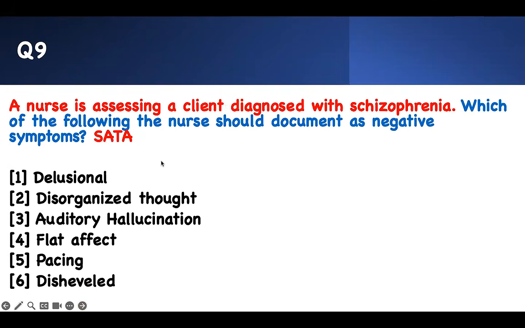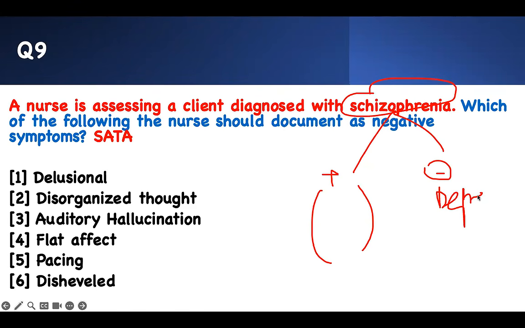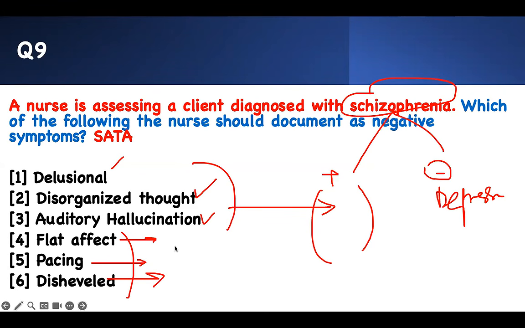And this is assessing the client diagnosed with schizophrenia. Which of the following should the nurse document as negative symptoms? Keyword is what? Schizophrenia. There are positive and negative symptoms. Positive symptoms are what diagnose schizophrenia, and negative symptoms, call them depressive symptoms. What diagnoses schizophrenia? Delusion, disorganized thought, hallucination. These 3 things are positive symptoms. Lacked affect, it looked like depression. Pacing, looked like depression. Disheveled, looked like depression. So 4, 5, 6 are all negative symptoms.